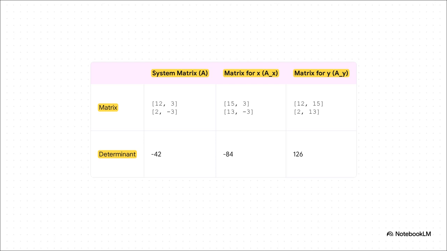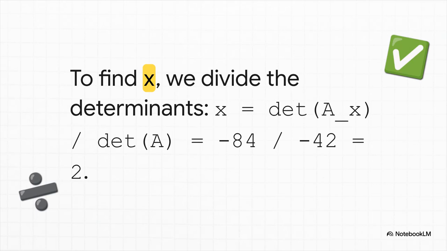Now, to solve for x, notice what we do. We take that first column, the one for x, and replace it with our answers, 15 and 13. This new matrix, A sub x, has a determinant of -84. Then we do the same for y, swap the second column, and we get the matrix A sub y with a determinant of 126. Now, we just apply the rule. The value of x is the determinant of A sub x divided by the determinant of A. So that's -84 divided by -42, which gives us a nice, clean 2.